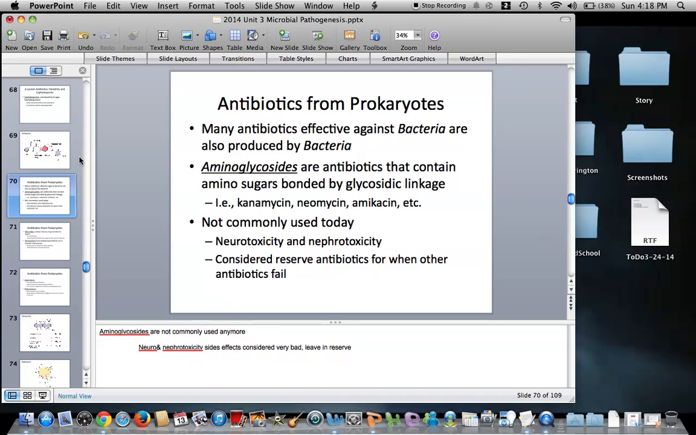More antibiotics from prokaryotes. Aminoglycosides contain amino sugars bonded by glycosidyl linkages. So this is your kanamycin, neomycin. Not ampicillin though, because that's in the penicillin family. And they're not commonly used because they cause a lot of toxicity. This is nephrotoxicity, so nephro means kidney, so in your kidneys, and neurotoxicity, that's your neurons in your brain and stuff. So that'd be bad to lose. Considered reserved antibiotics for when everything else has failed, because the side effects are worse for these than anything else they'll give you, probably.